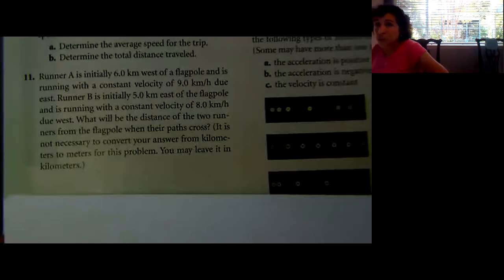Runner B is initially 5 kilometers east of the flagpole and is running with a constant velocity of 8 kilometers per hour due west, going towards the west. So in my mind, I'm picturing east towards the right and west towards the left. What will be the distance of the two runners from the flagpole when their paths cross? And then they're saying you can leave it in kilometers, you don't have to convert it to meters.